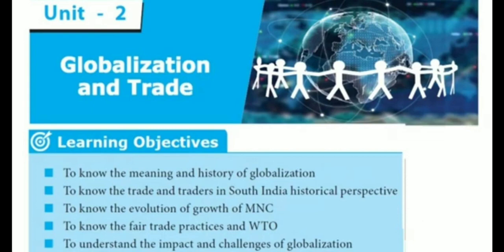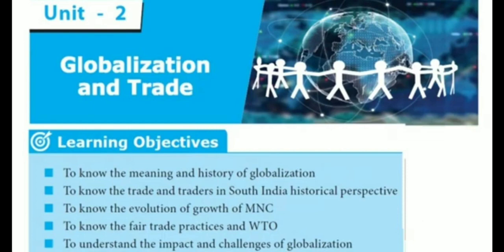In this lesson, about globalization, history of globalization, trade and traders in South India, historical perspective. About these things only today we are going to learn. And also early traders, European traders, the Portuguese, the Dutch, the British, Danish and the French. Are you clear? Okay. So first thing, what is globalization? Do you know what is globalization?